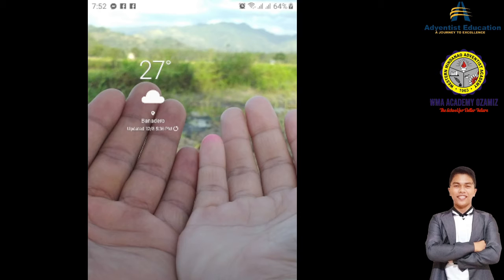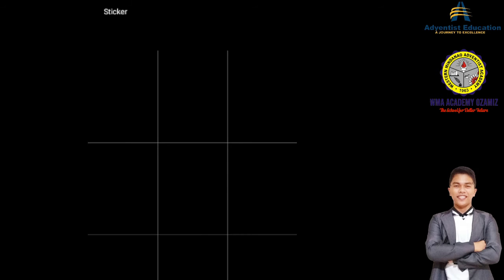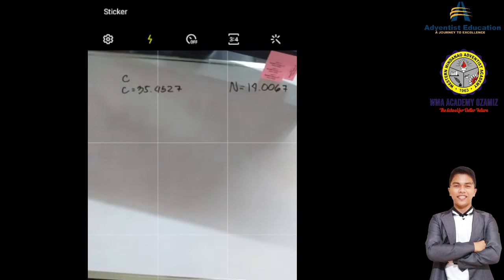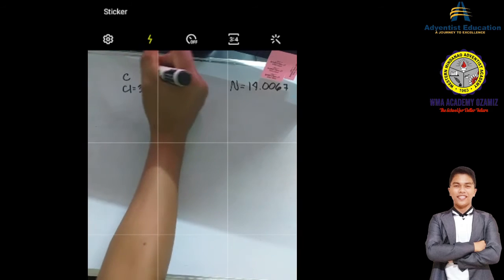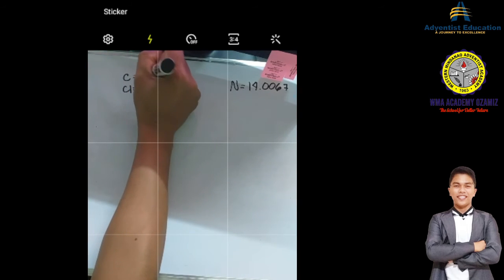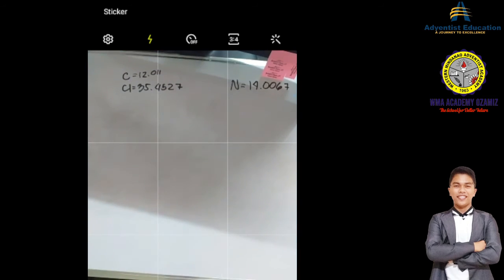Now, let's proceed. This is Cl. The carbon is equal to 12.011, if I'm not mistaken. So that will be the atomic mass for the carbon. Let me check here if I have the carbon. The carbon here is 12.01. Okay, I got it right.